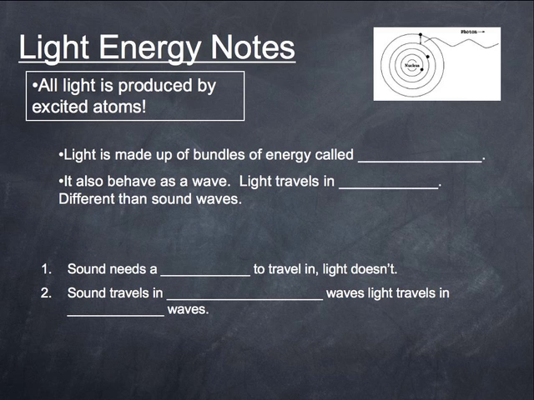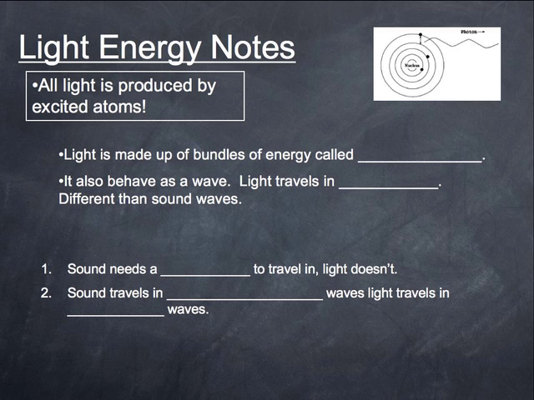Now let's talk about light energy. So we talked a little bit about sound. Light is, again, a type of energy. It's not matter, but energy. Okay? And light is produced by electrons that are excited. If you remember when we talked about chemistry, electrons are where in an atom?